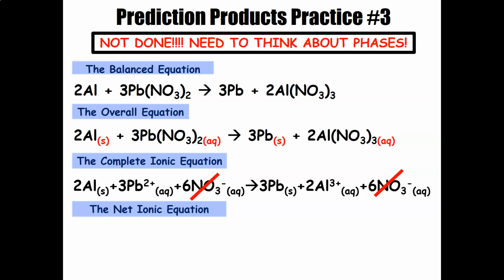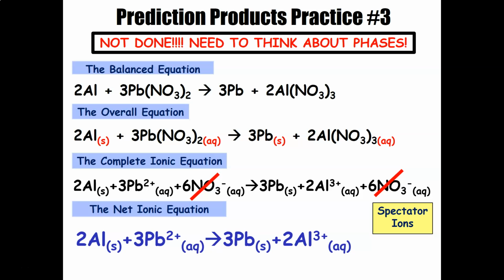The only reason this is here is because the chemical in the stock room came in a jar that was lead nitrate. I didn't have a jar that was lead ions by themselves. I had a jar that was lead nitrate. So that's what I used. But the nitrates themselves are not doing anything. So we don't need to write them on our paper. They are spectator ions. Get rid of them.